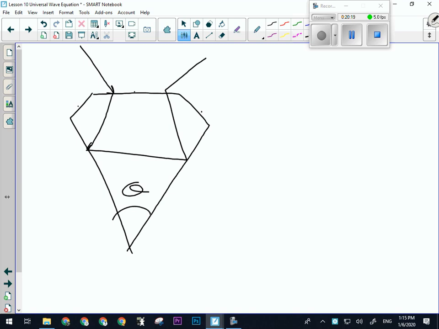Okay, so this has to do with waves. The speed of a wave is affected by the medium in which it travels. So anytime it changes media, it's going to change its speed.